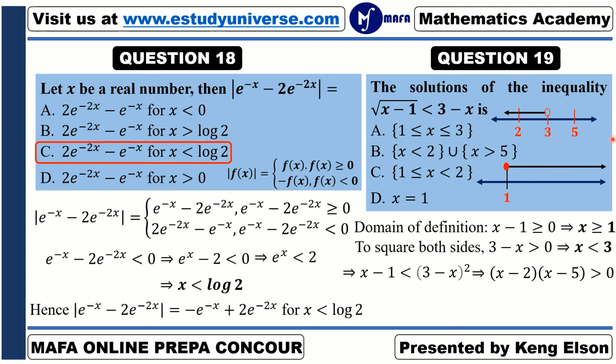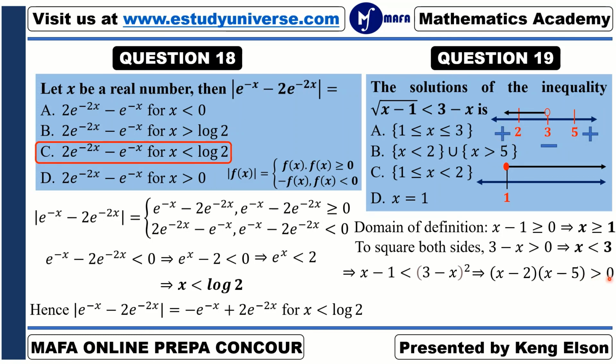We now do our sign test. We take values above 5, we replace in the function here, then we multiply, we simplify, and we know the sign. So let's take 6. 6 minus 2 is 4. 6 minus 5 is 1. 4 times 1 is 4. It is positive, so the sign there is positive. So there is now alternation of sign. So between 2 and 5 you have a negative sign, and less than 2 you have a positive sign.